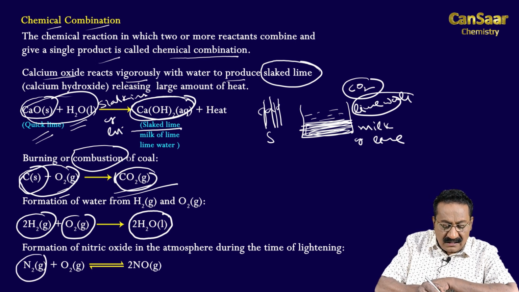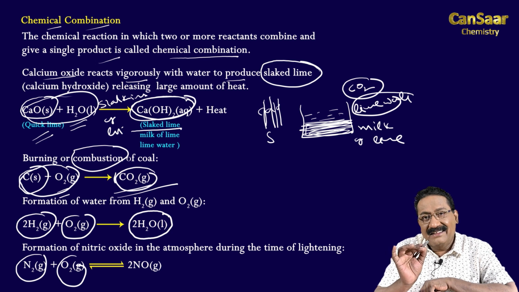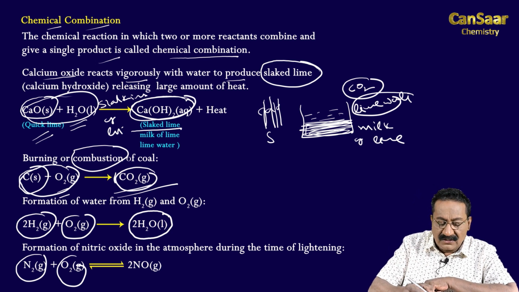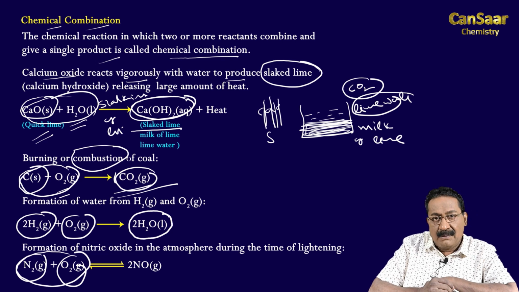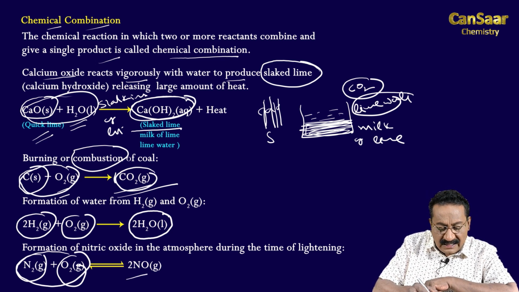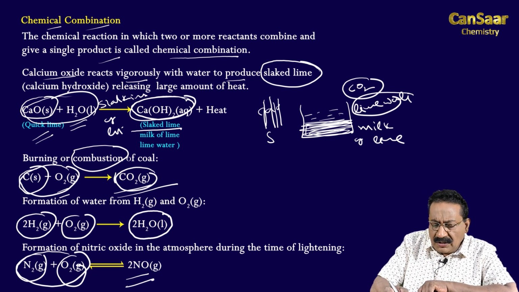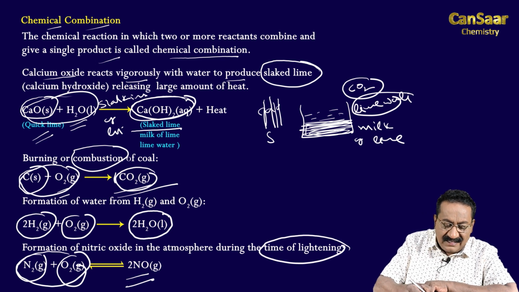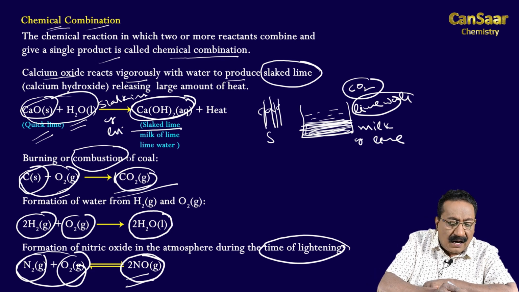Nitrogen gas and oxygen gas during the time of lightning, which supplies energy. With that energy, these reactants combine and give a single product, so-called nitric oxide gas. The gas formed in small amounts during lightning, nitric oxide formation, is a very good example for chemical combination.